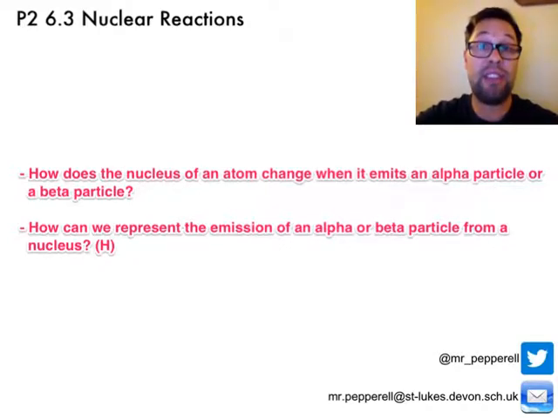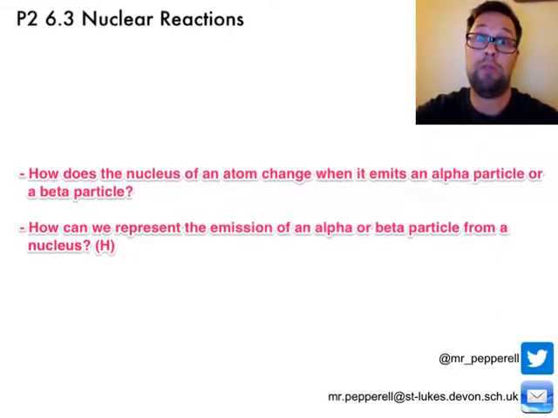Now you'll notice that the second objective has got a little H after it. That means it's something you definitely need for the higher paper if you're hoping to get more than a C at GCSE, which we are.